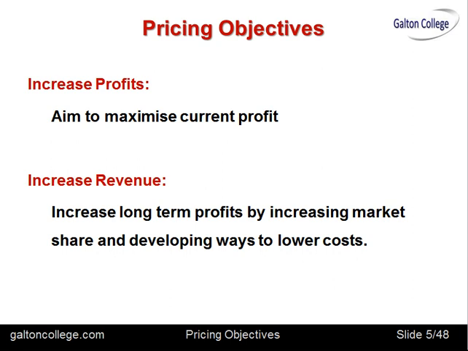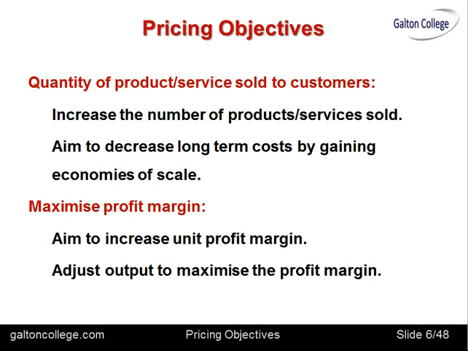They may aim to increase revenue, increase long-term profits by increasing market share and developing ways to lower costs. Now that's possible. Trying to lower costs and increase market share, those are practical suggestions that business people may take into account when setting the price. They may set the price with the objective of increasing long-run revenue. The quantity of product, service sold to customers. Well, increase the number of products and services sold. In other words, grow the industry. Grow the company within the industry.